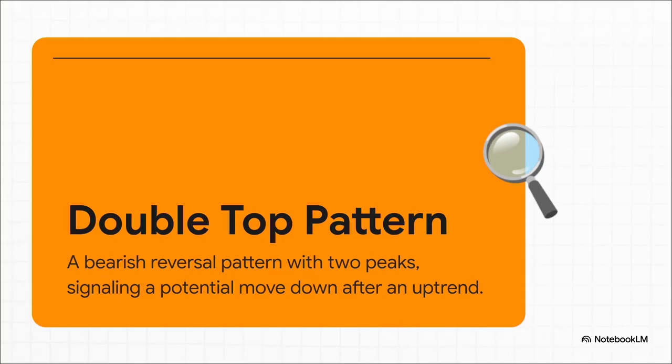So let's meet the double top. This is one of the most common bearish reversal patterns you'll ever see. The price goes up, hits a peak, pulls back a bit, and then rises to hit that same peak again, but it can't break through. It's like the stock is trying to smash through a ceiling, not once, but twice, and it fails both times. That's a classic sign of exhaustion. The buyers are running out of steam.